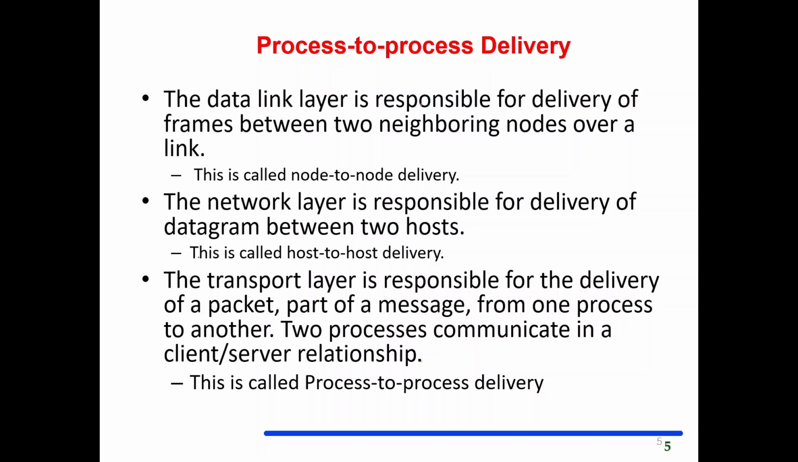As I said, the data link layer is responsible for the delivery of frames between two neighboring nodes. As we have seen, the main function of the data link layer is the delivery of frames between two neighboring nodes over a link. This is called node to node delivery. In the data link layer, node to node delivery happens. Similarly, in the network layer, it is called host to host delivery. Between two computer systems, you will have an IP address for each computer system when it is connected to the internet. That we call host to host delivery.